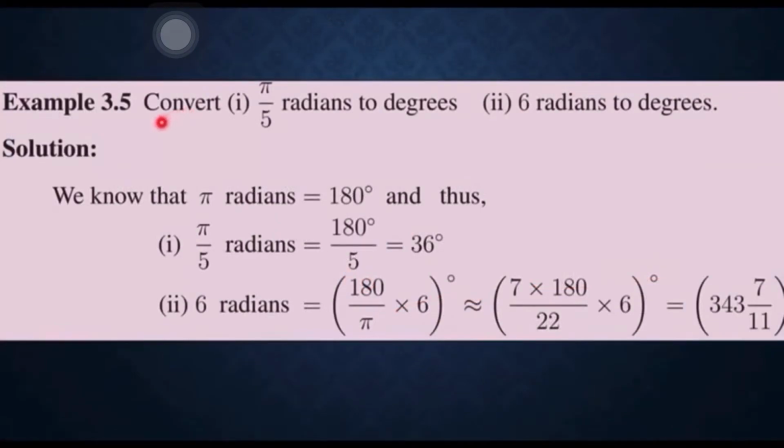Next example, convert pi by 5 radians to degrees. We know that pi radians is equal to 180 degrees. So, with this you get 1 radian is equal to 180 divided by pi.